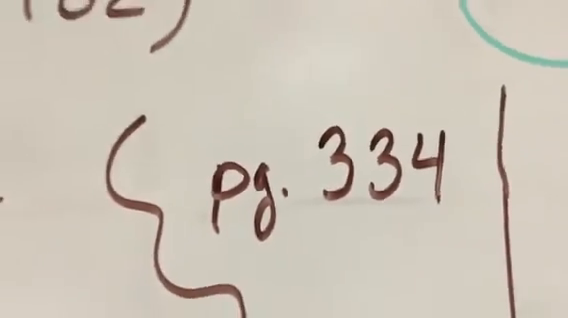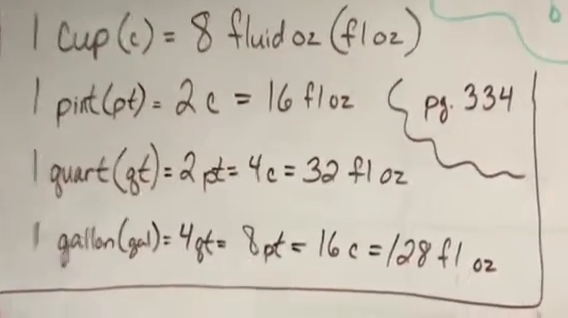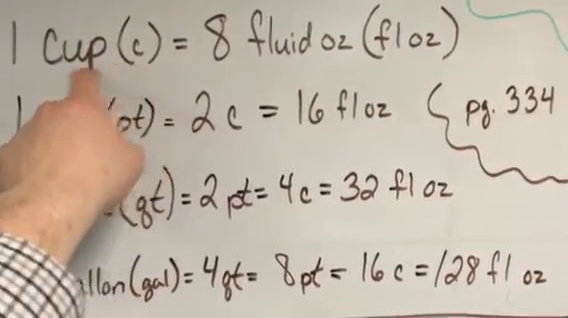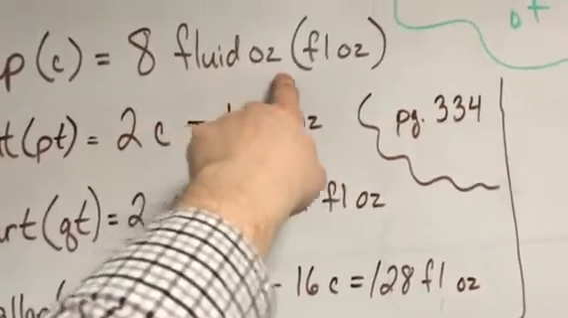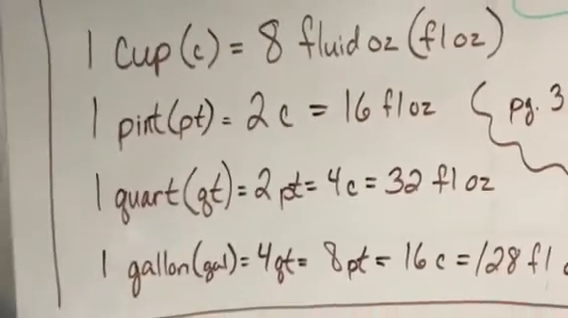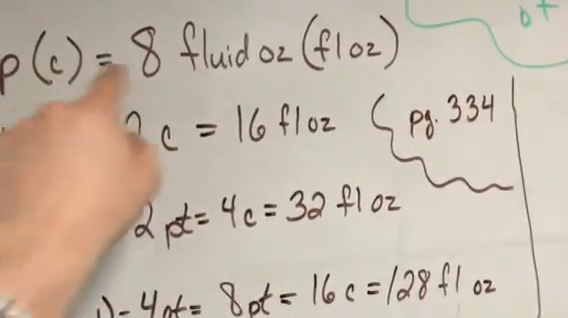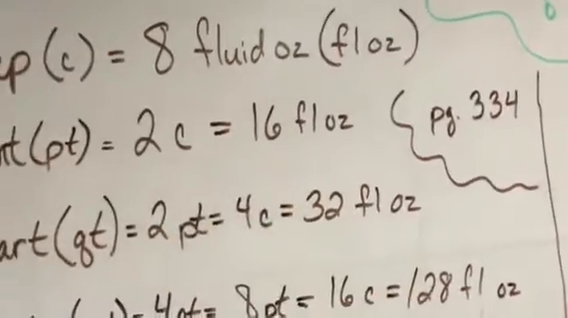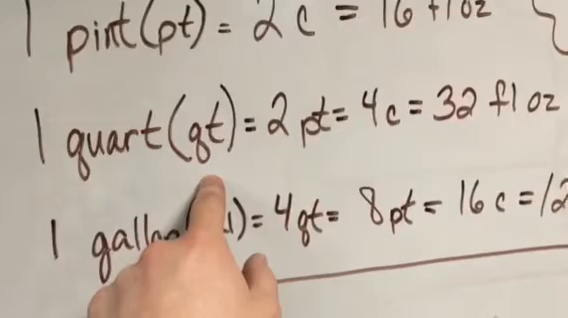If you look at that in your textbook, you're going to see a very similar chart. Mine's just a little bit more in depth. We have cups, abbreviated C, and in one cup we have 8 fluid ounces, abbreviated FL OZ. Then you can see 1 pint equals 2 cups. Because 1 cup has 8, 2 cups would have 8 times 2, which is 16 fluid ounces.